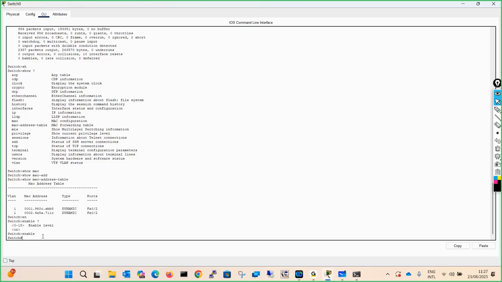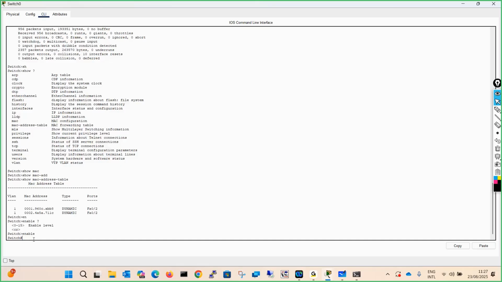You will see that as we type enable in the user execution mode, we enter into privilege mode. Over here, there are many things. Many commands will work over here which we cannot work in user execution mode. And remember, if there is another mode, the previous mode commands will work over here. Meaning that in privilege mode, user execution commands will work, but in user execution mode, privilege commands will not work.